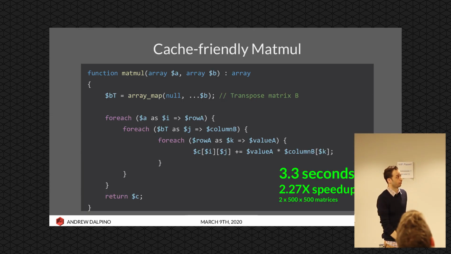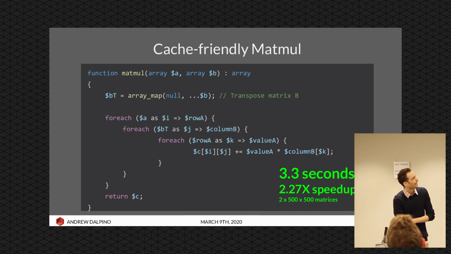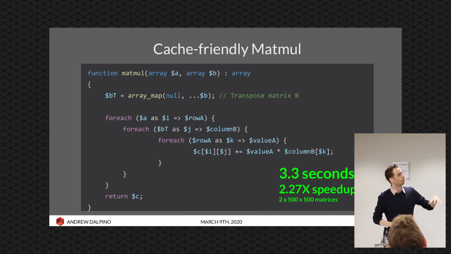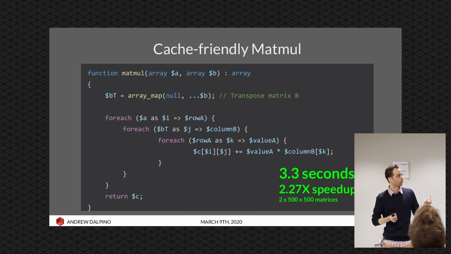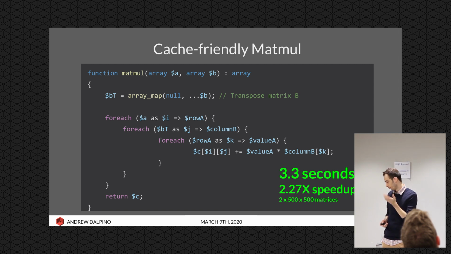So here's a cache-friendly version of matmul, and if you stare at it, maybe it'll make sense. This top line transposes an array. What that means is it changes the rows to columns. You can think of it as changing from row major format to column major format. Trust me, it works. Then we just perform the same thing with that transposed array, and I'll show why that is actually going to matter. But this gives us a 2.27x speedup just by doing that transpose before the computation.